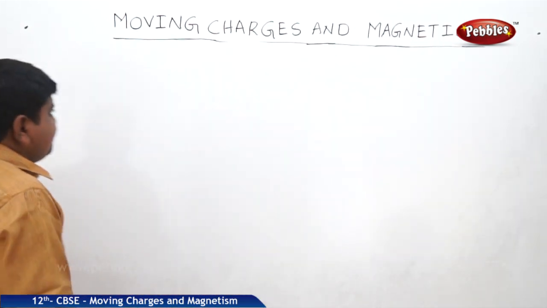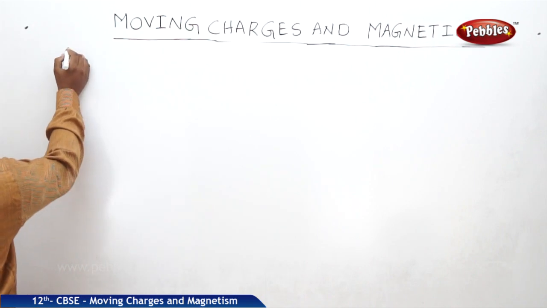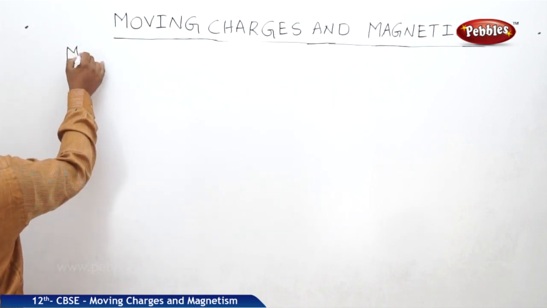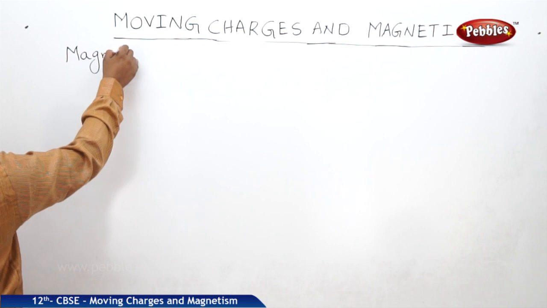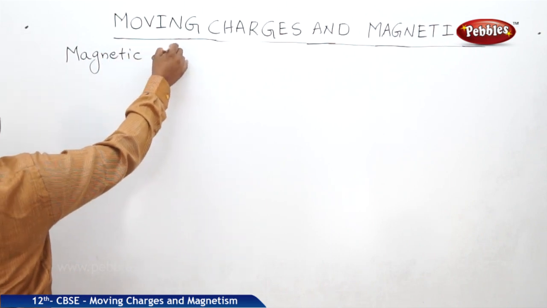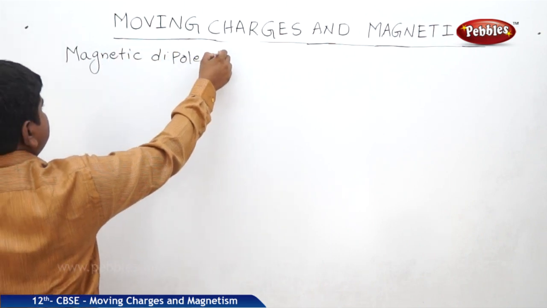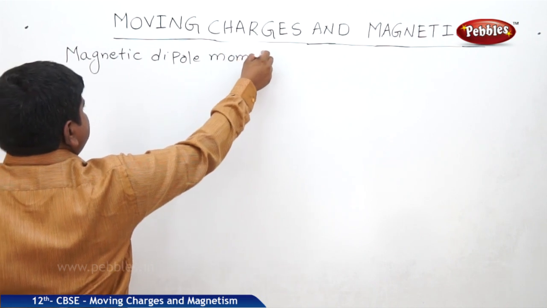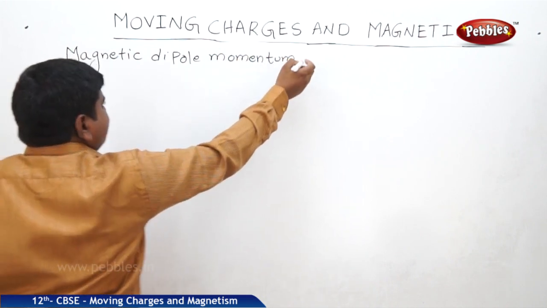The next concept is magnetic dipole momentum of a revolving electron.